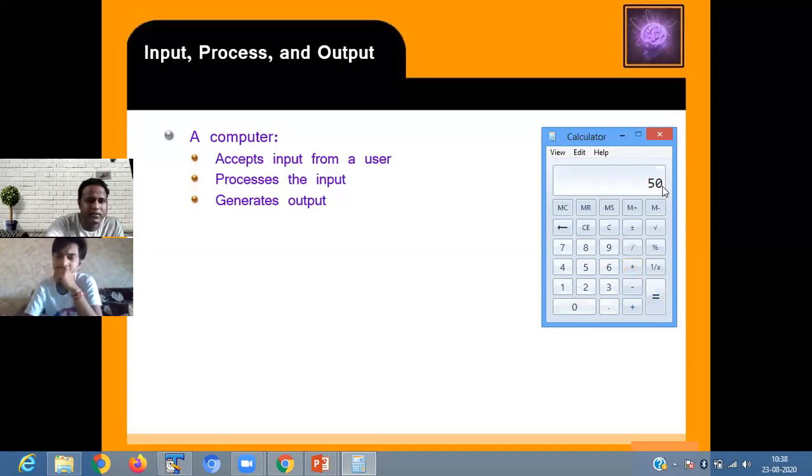So everywhere the computer is working in three phases, which is called the IPO cycle. First is input, then process, and then output. In between, that is the processing.